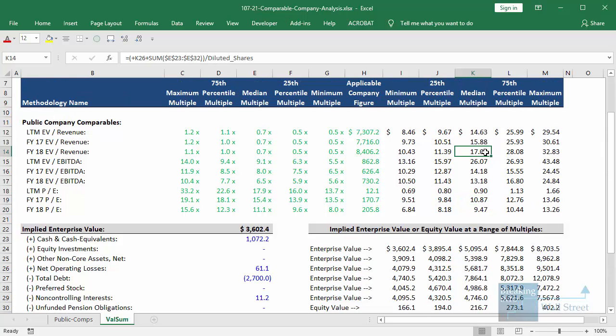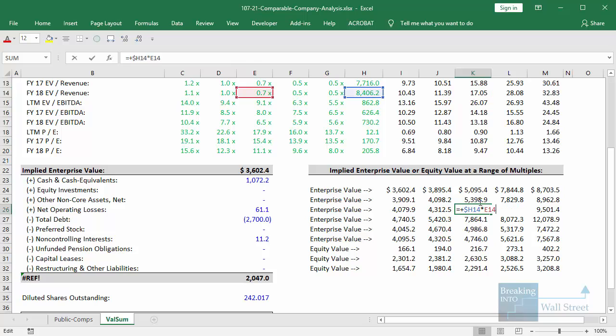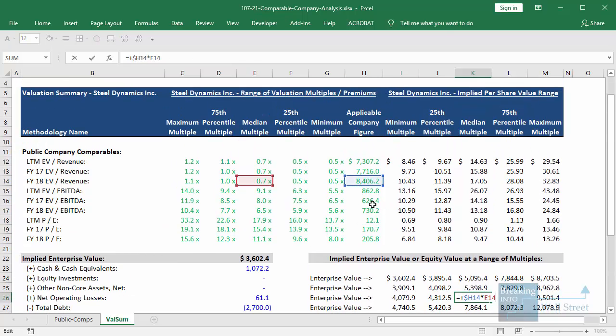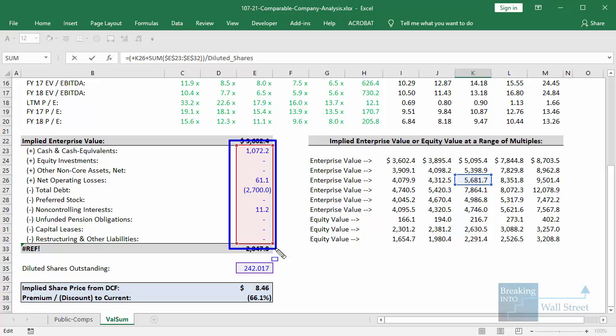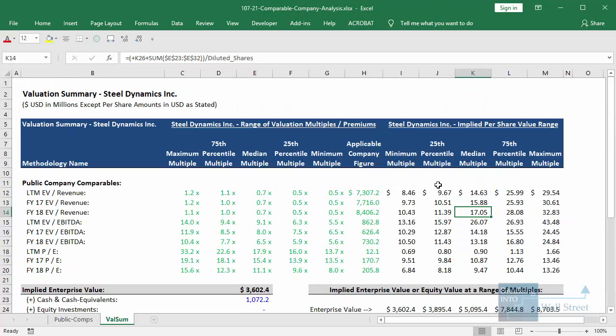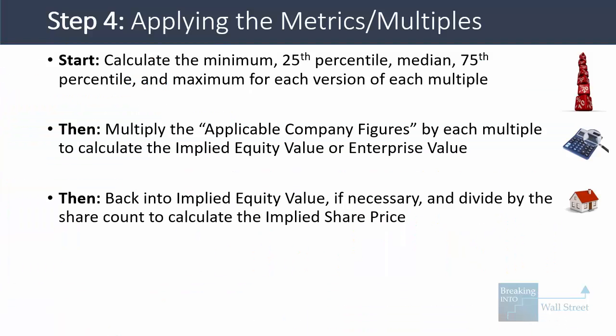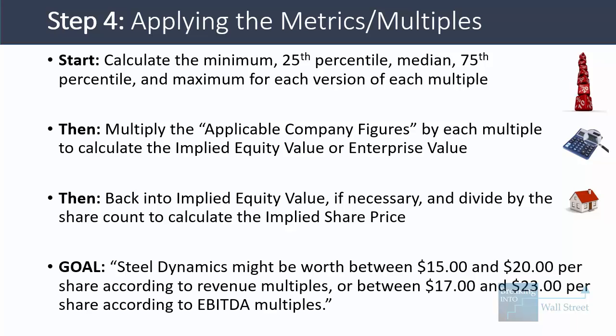We went through a similar exercise for all the rest. For the enterprise value based ones, it's similar. We just take the applicable figure and we multiply by the relevant multiple. But the difference is that to get to the implied share price, we have to follow the normal equity value to enterprise value bridge backwards and then divide by the diluted share count down here. So that's how we did this. And at this point, we could also make some type of graph or chart to sum this up, but we're skipping that here to save a bit of time. And as I write right here, you back into the implied equity value if you need to, and you divide by the share count to calculate the implied share price.